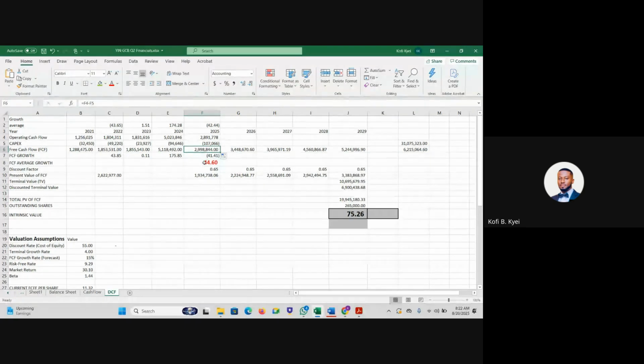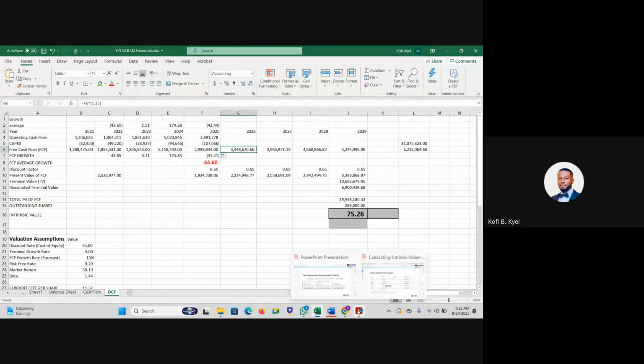Then I try to get the growth of the free cash flow, as you can see. So this is what we use to do the projection into 2026. Remember in the slides, I made mention that I chose to use 15% to be on the conservative side. But the thing is that if you are projecting into the future, it has to be based on what has happened in the past.